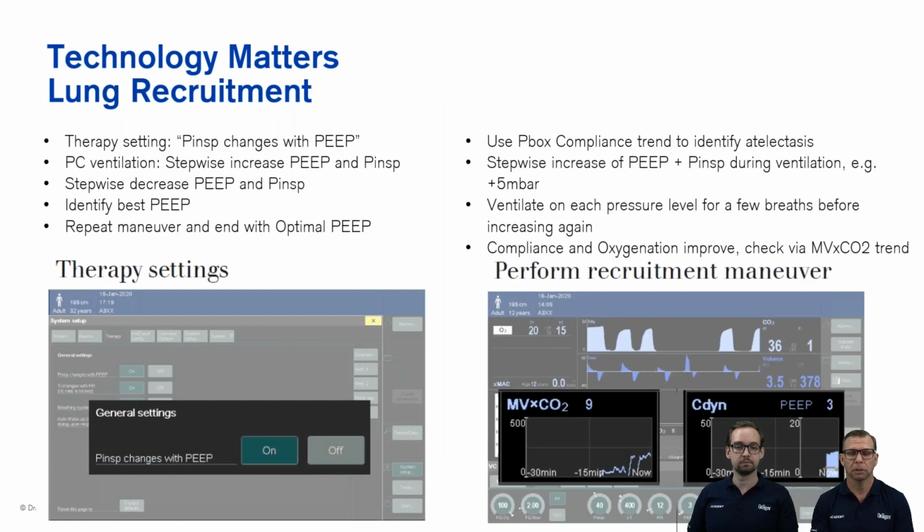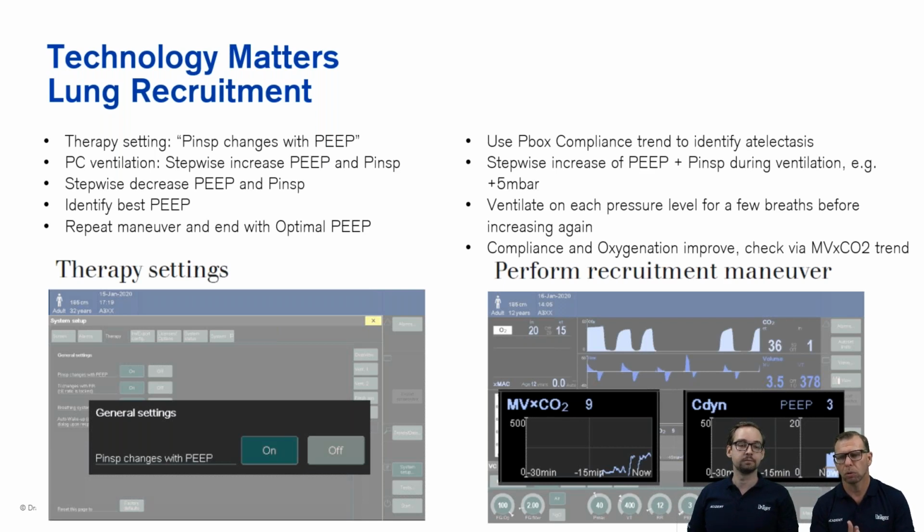And then we come to the meat of the talk, talking about lung recruitment. So lung recruitment's possible with every anaesthesia device, particularly if you've got the ability to set in your pressure control ventilation that your peak inspiratory pressure changes as you change your PEEP. So with that pressure control ventilation, you can actually do a stepwise increase of PEEP and peak inspiratory pressure, or you can actually just increase your PEEP if you don't want to change your peak inspiratory pressure. So there's a lot of different ways that you can actually use an anaesthesia machine without automated software in particular.